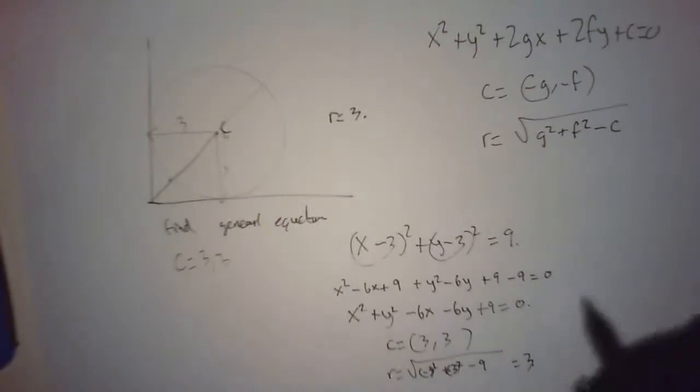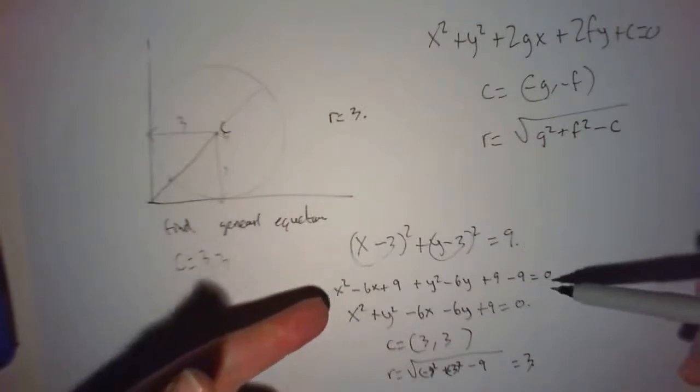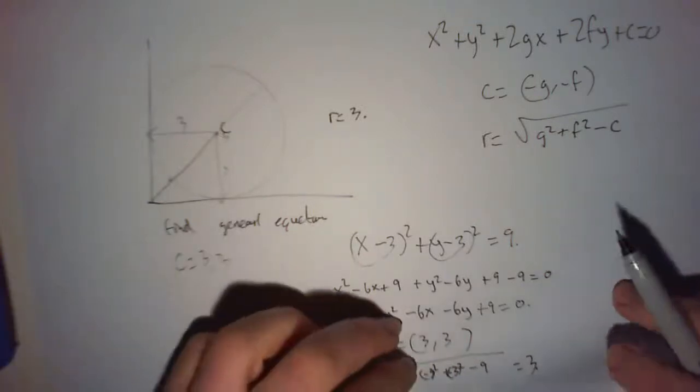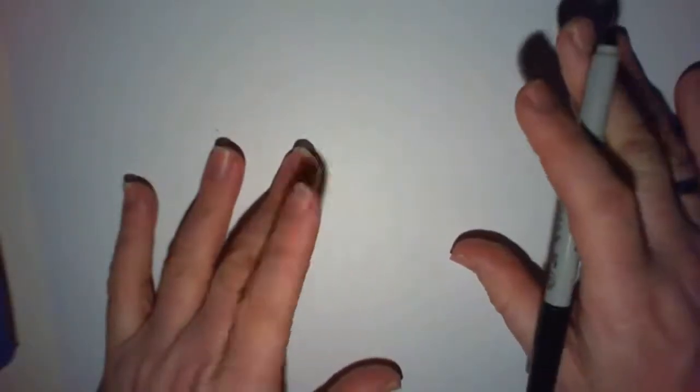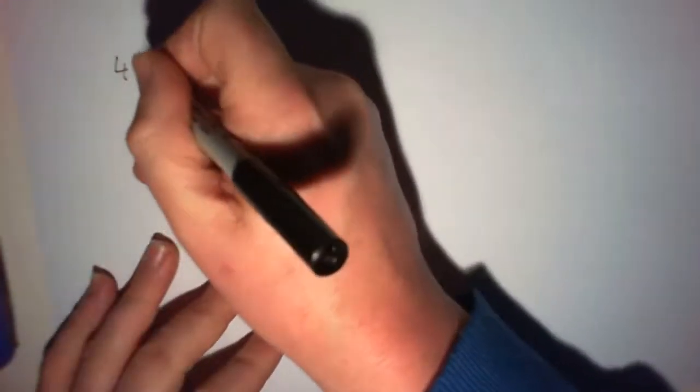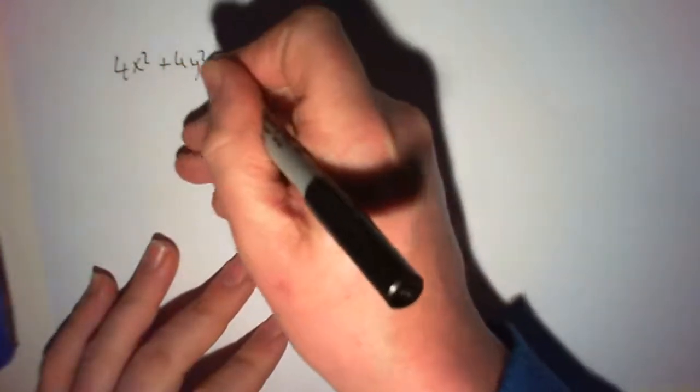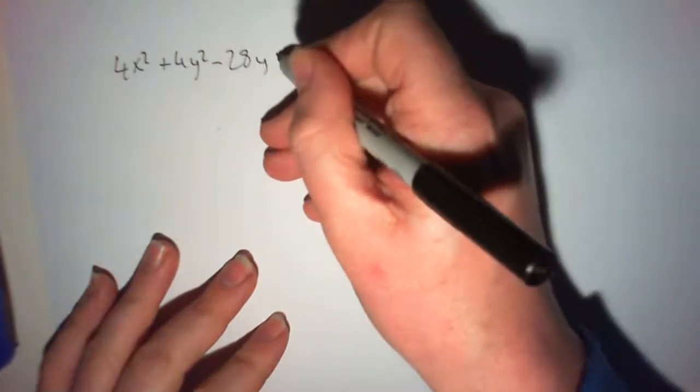Now, remember, that's the standard short form. That's the general form. So just be aware of those two if you're ever asked. I would always personally give them in both forms because I like to cover myself in case. Now, here's one a bit interesting. See what you think of this one. 4x squared plus 4y squared minus 28y plus 33 equals 0. I want the center and I want the radius.